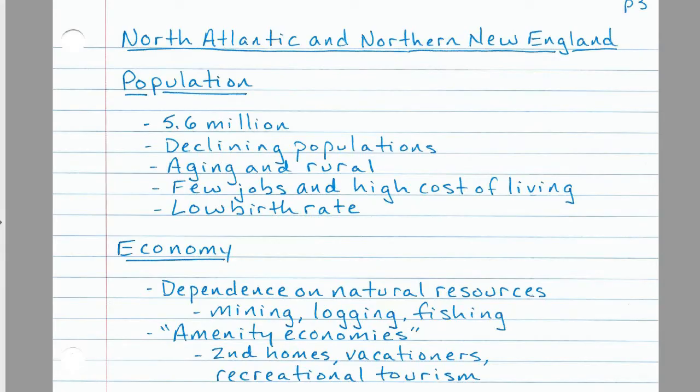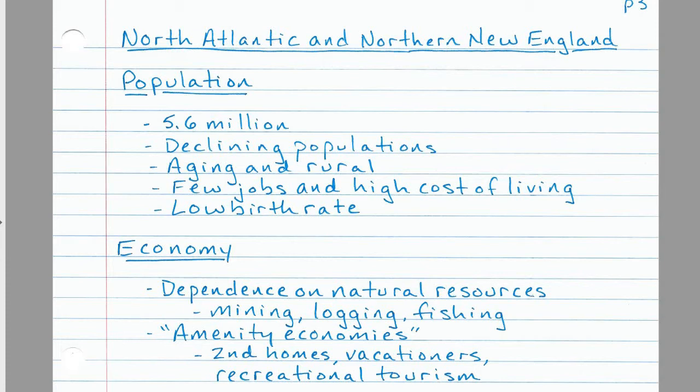Next, we want to take a look at the population of this area. And so when we looked at the megalopolis and parts of the Canadian corridor, we saw large and growing populations. This area of the North Atlantic and northern New England has roughly 5.5 million people. So that's actually smaller than the population of the DFW Metroplex. Not only is it fairly small in terms of population numbers, but those population numbers are actually declining.